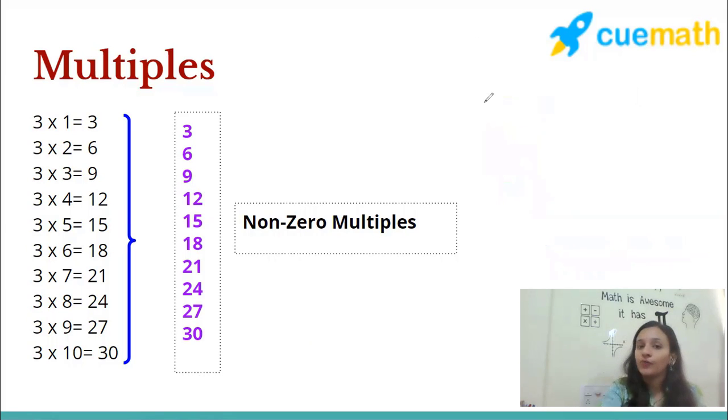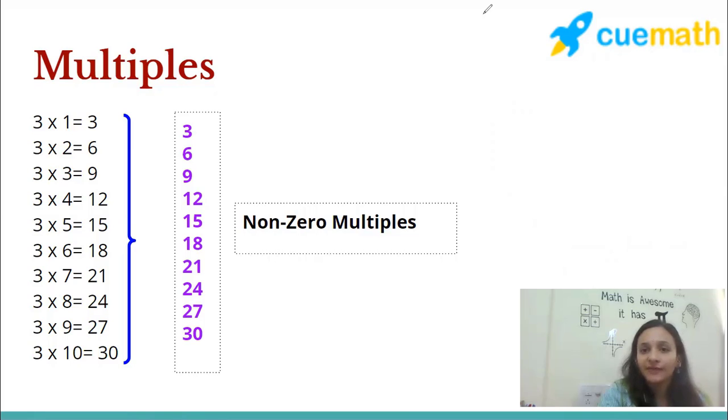So there are two ways of identifying whether a number is a multiple of another number. One way is to go with the multiplication table. If the number is really small, you can check it in the multiplication table. Another way of doing it is you do the division. If you get the remainder 0, that means it is yes, a multiple. If the remainder is not 0, then no, it's not a multiple.